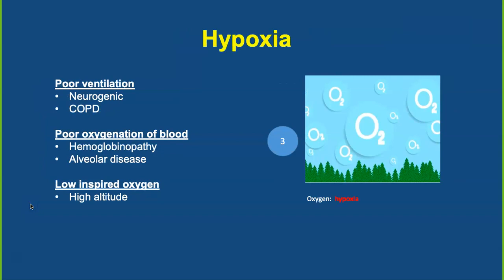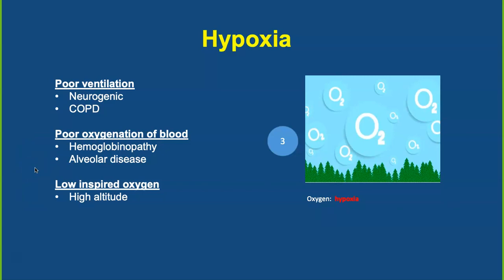Next, for hypoxemia, this you would be able to determine with O2 saturation in the blood, and really want to think about asking about conditions which would lead to poor ventilation. So neurogenic would be things like ALS, Guillain-Barré syndrome, also any kind of CNS depressing medication like an opioid overdose, and also asking about COPD. For poor oxygenation of the blood, you want to ask about hemoglobinopathies, which can cause anemia and low oxygen retention in the blood. Also about alveolar disease. This can include things like infection or interstitial lung disease.